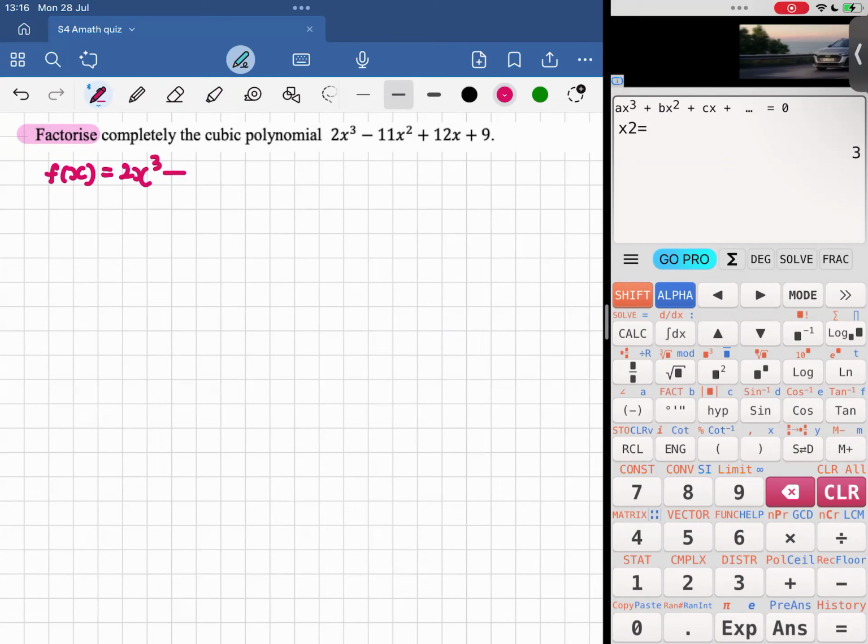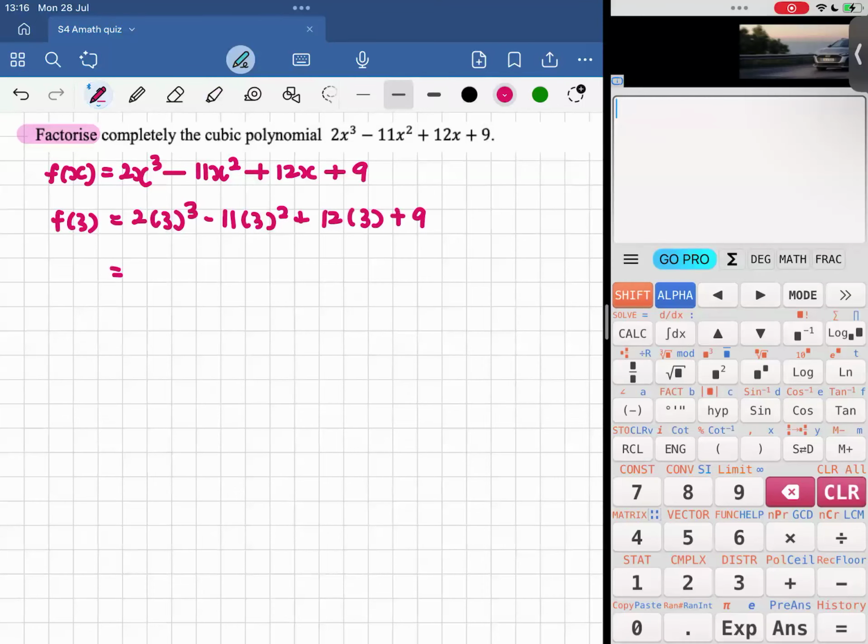Even if you didn't do this, it's okay. Just don't put equals to 0, okay? Plus 12x plus 9. All right. So I'm going to put in the first part here, which is f, put in x equals to 3. It should give me 0, but always, I still want you to just punch into the calculator to do a quick check, just to make sure you never key anything wrongly, okay?